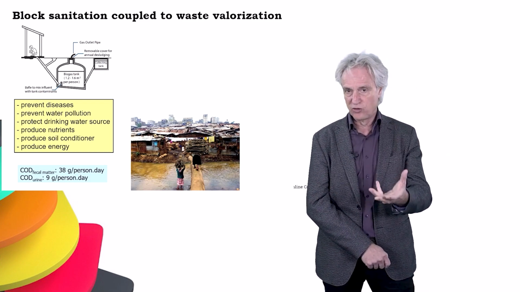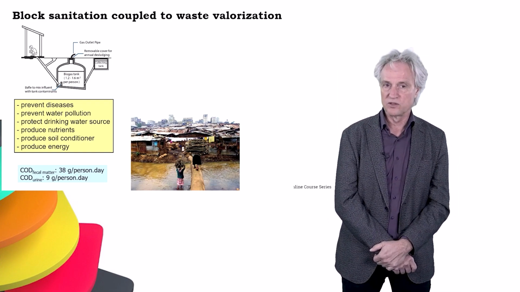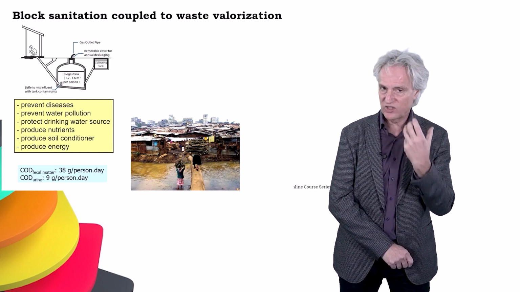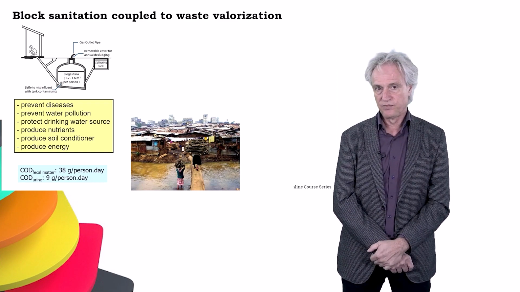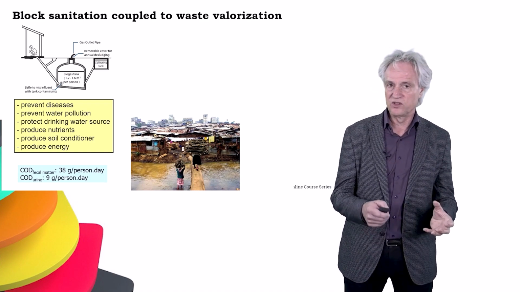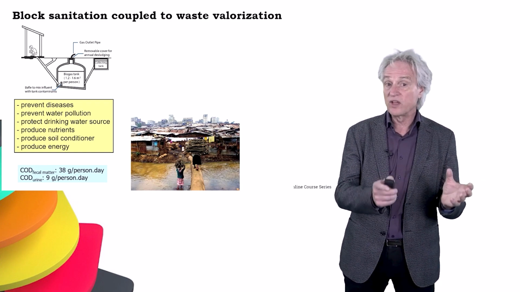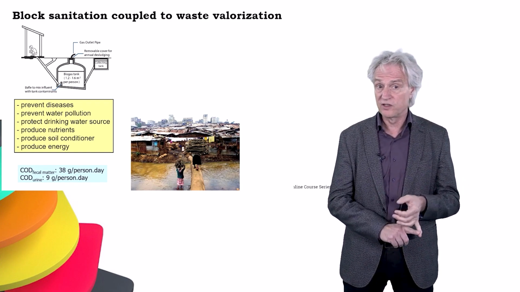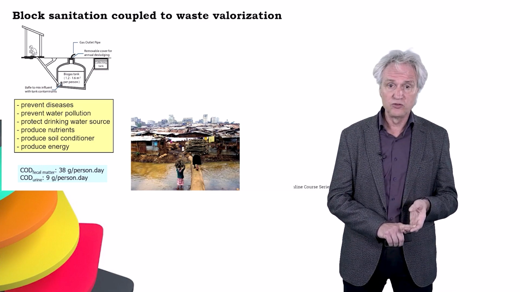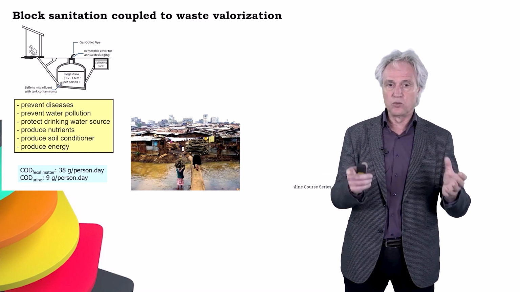If you then go one step further and go to very high density communities in low income countries, anaerobic conversion can also be used to directly stabilize fecal matter and urine. This is an example where the toilet systems are connected to a biogas digester in a contained environment. That's very important to prevent diseases, prevent water pollution, protect drinking water sources, produce nutrients, soil conditioner, and energy. Now the energy is not that much, and we have to be realistic.